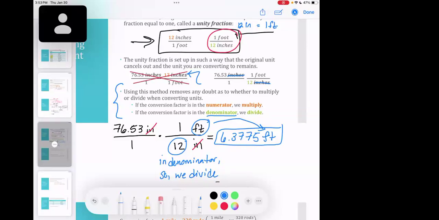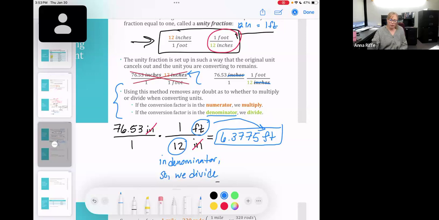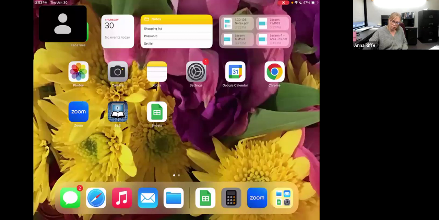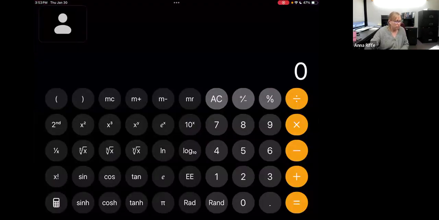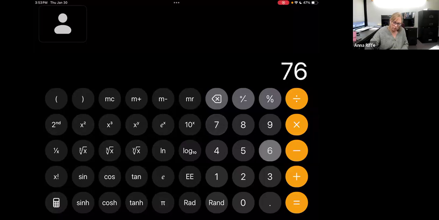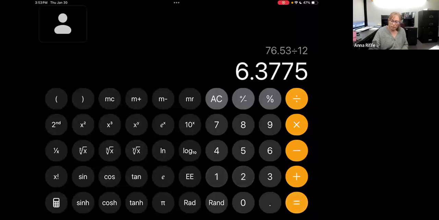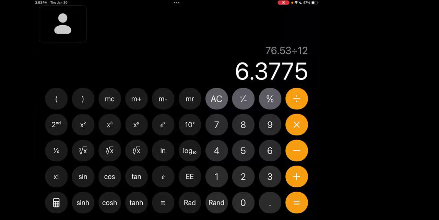Why didn't we round it up to 6.3775? The 6.3775. This one I actually didn't do on my calculator. Let's pull it up on the calculator and see what the calculator gives. Let's see. 76.53, divide that by 12, and we get exactly 6.3775. I chose to write that exactly and not round that. That's why it was 4 decimals. It looks like that's what I did. Good question.